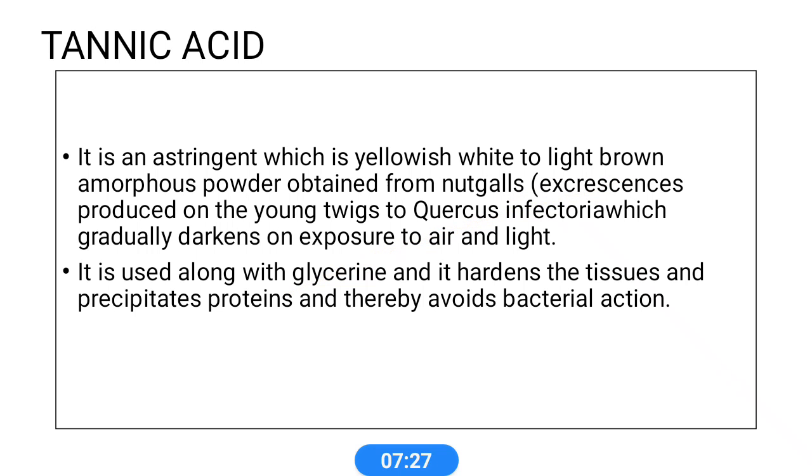Tannic acid is an astringent which is a yellowish white to light brown amorphous powder. It is mainly obtained from nutgalls produced on the young twigs of Quercus infectoria, and gradually darkens on exposure to air and light. It is used along with glycerin and it hardens the tissues and precipitates proteins and thereby avoids bacterial action.